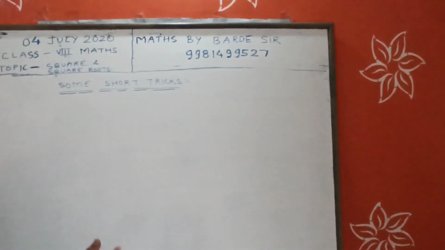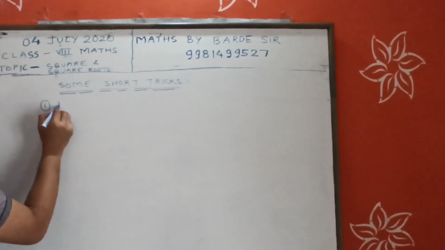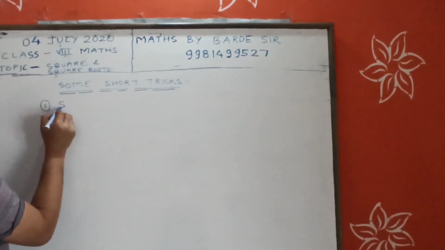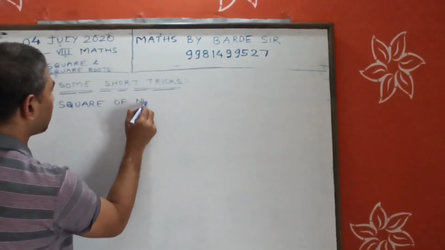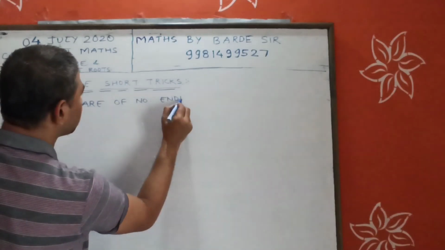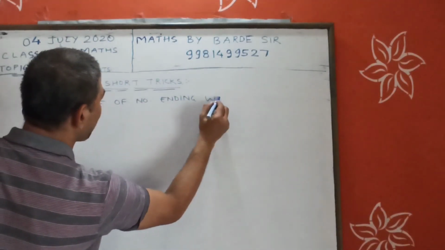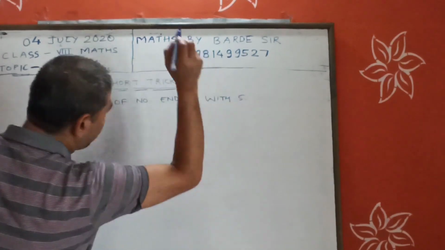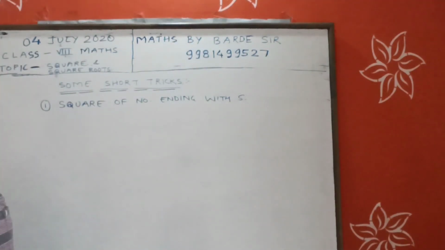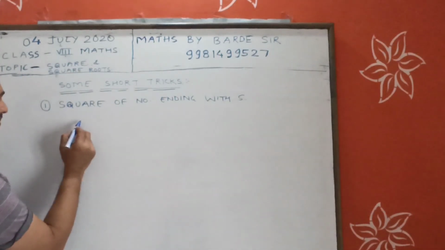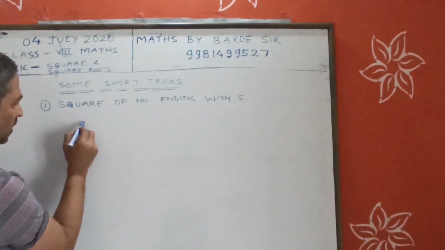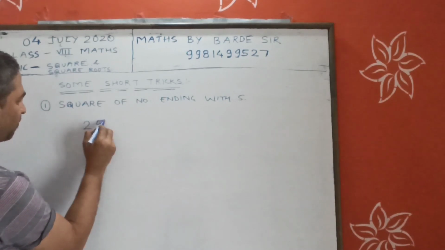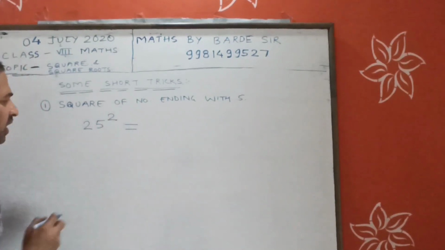Okay, so the first one is square of number ending with 5. The square of the number which ends with 5. A very simple one. I'll take an example. What do you need to do? If you have a number like 25, you have to write the square of 25.